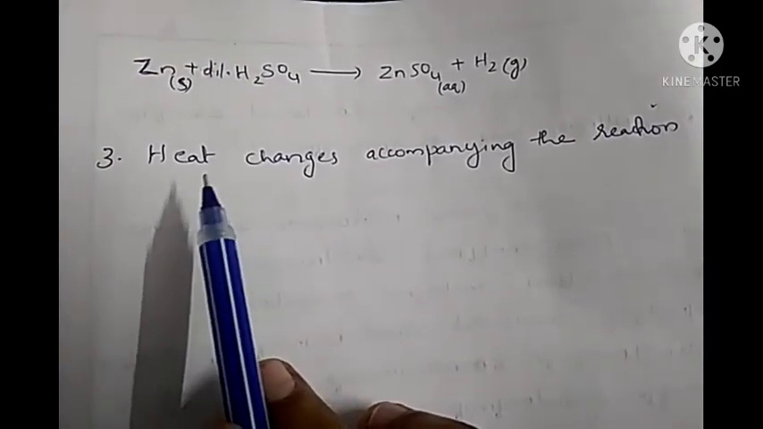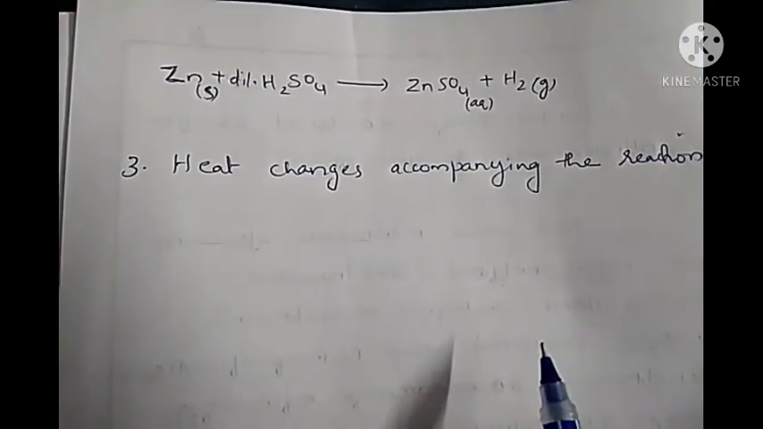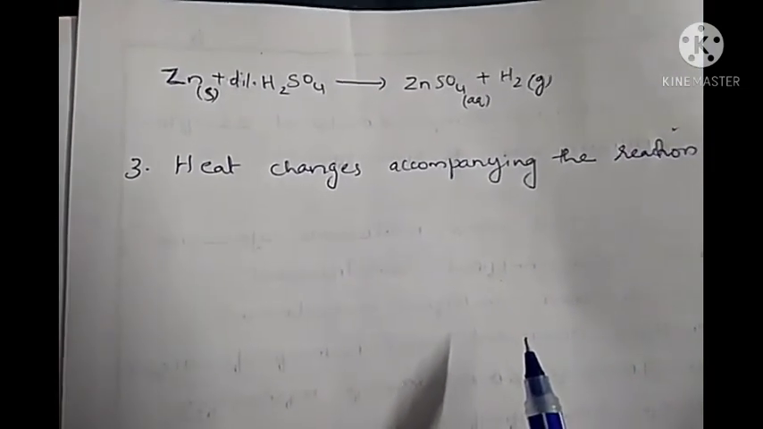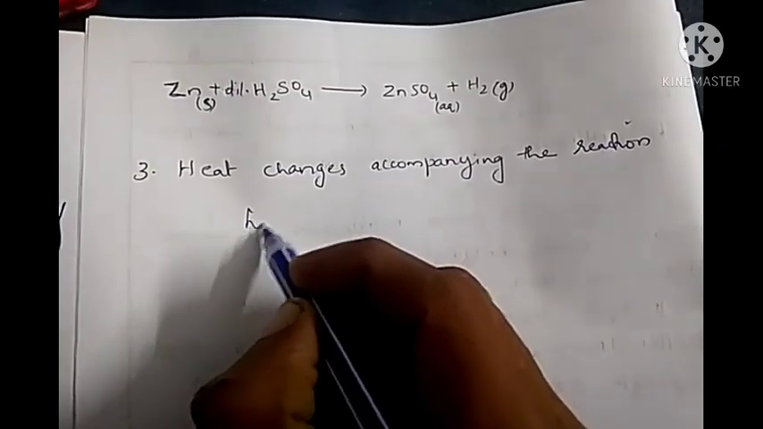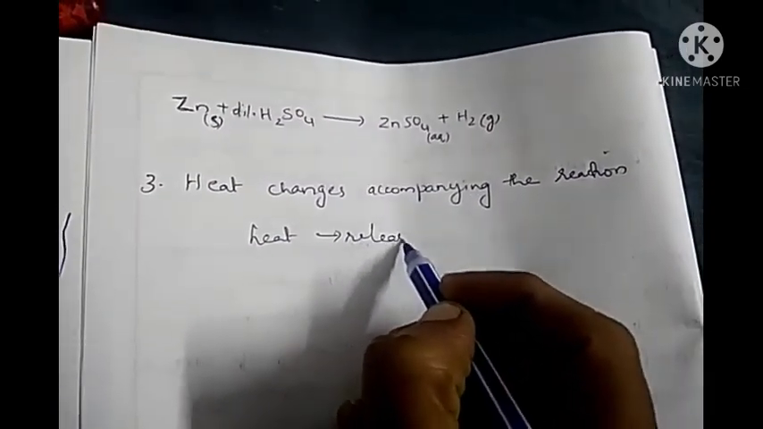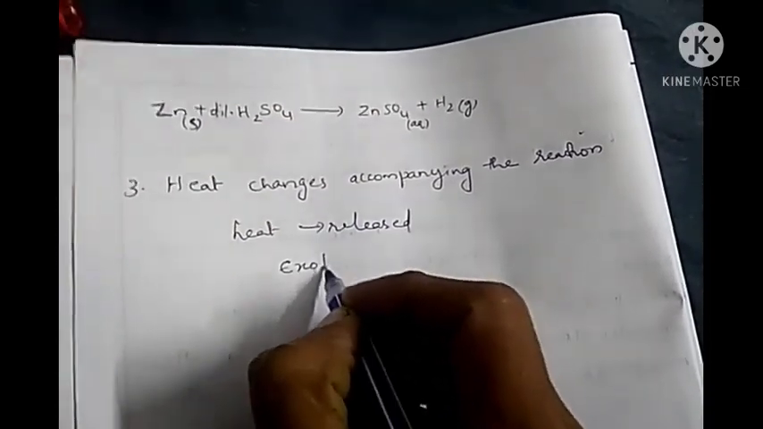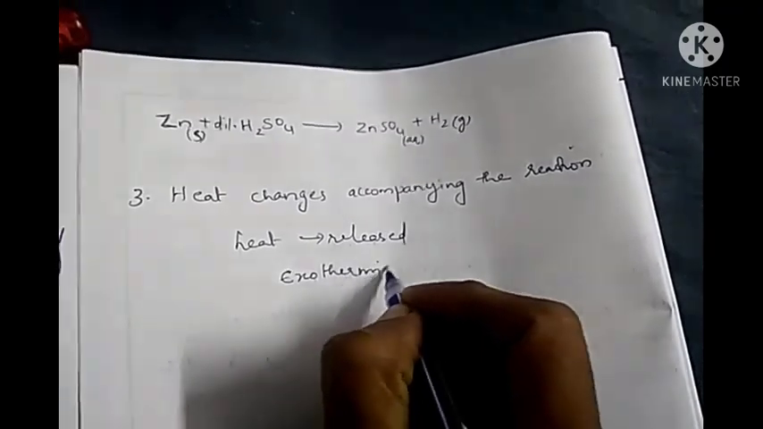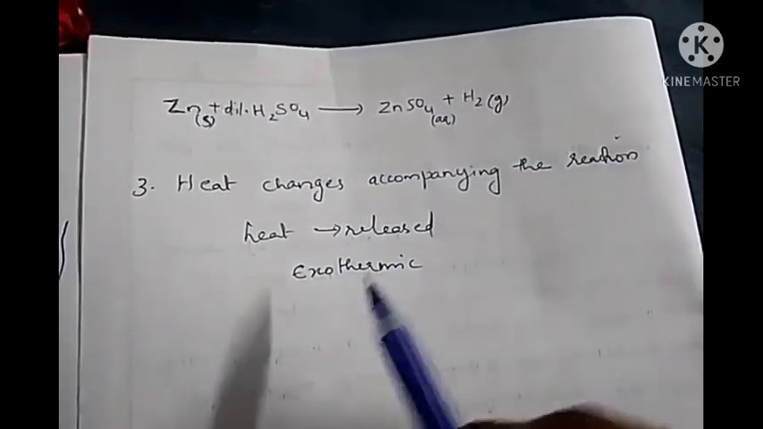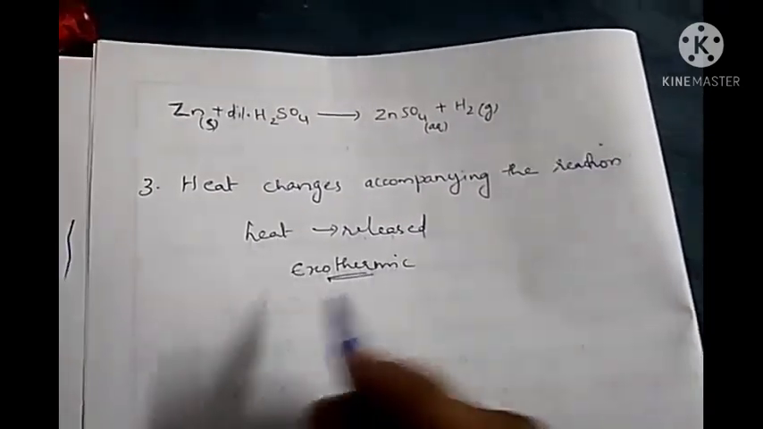The third point is that heat changes accompanying the reaction also can be represented in the balanced equation. During some chemical reaction, heat energy is released. Heat is released or heat is produced. Okay. Such chemical reactions are known as exothermic reaction. So the reactions which involve the release of heat energy, which is known as exothermic reaction.